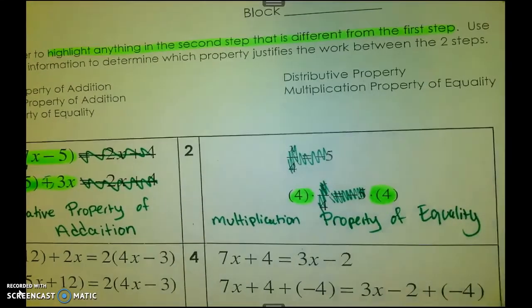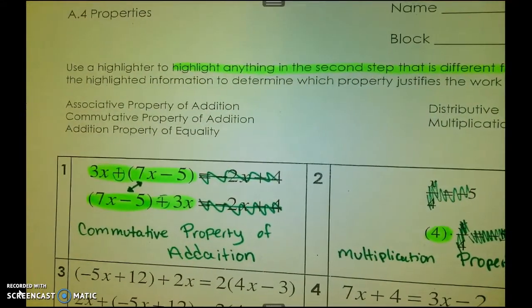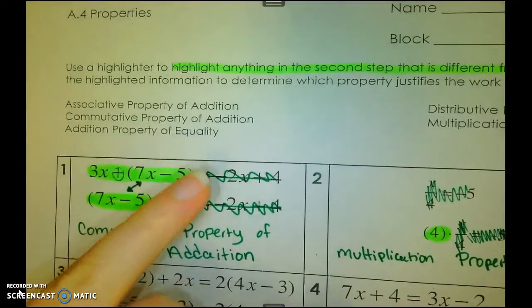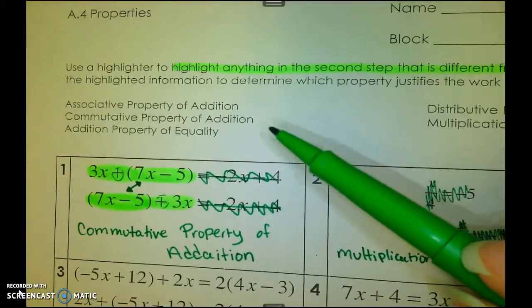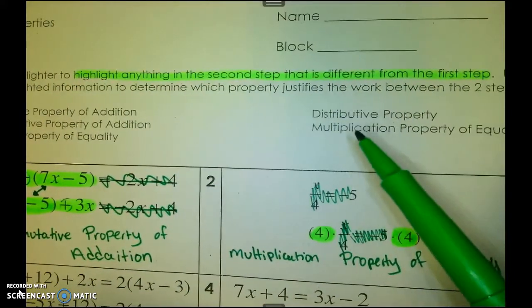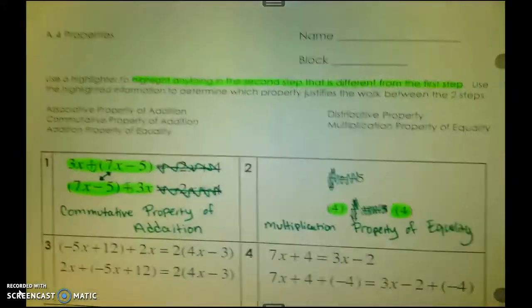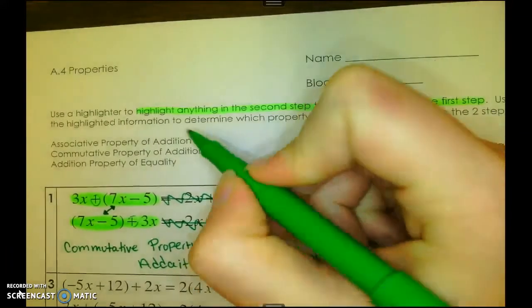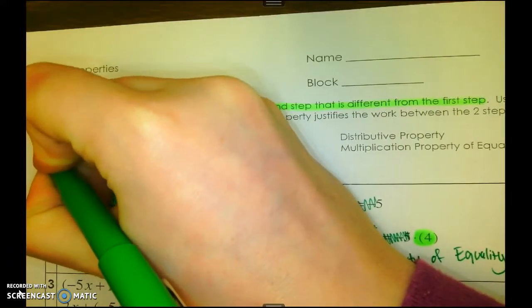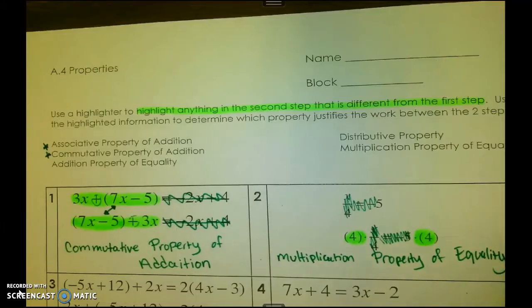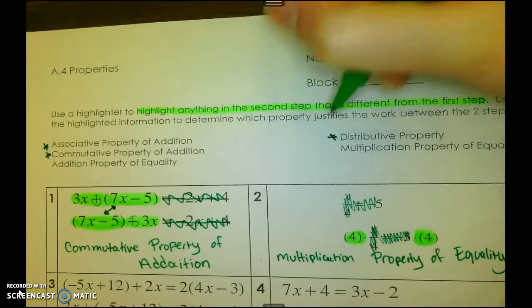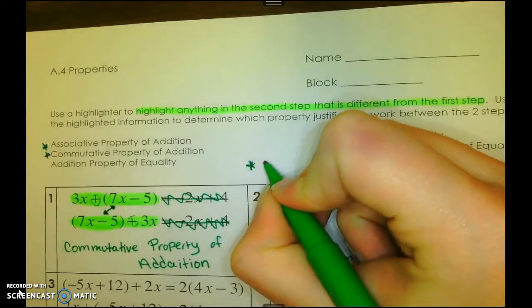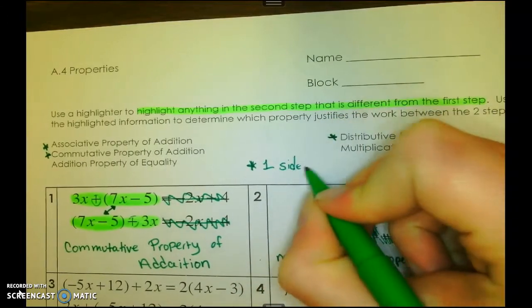I want you guys to notice a few things about the properties that you're about to look at. When you are deciding between associative, commutative, the equality properties, or the distributive properties, a couple things are interesting to notice. And that is that the associative property, the commutative property, and the distributive property, okay, put a star next to them, they usually only happen to one side of an equation.